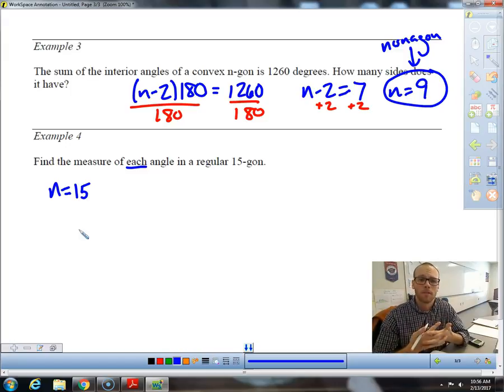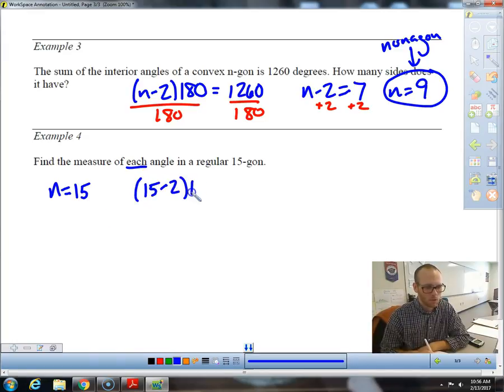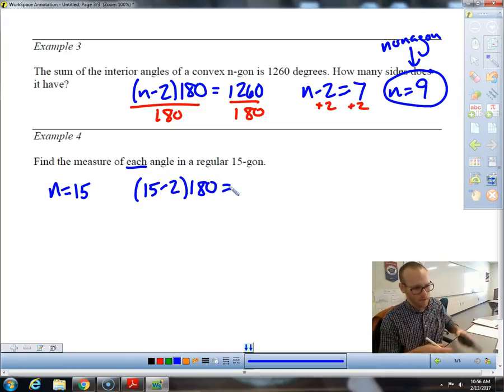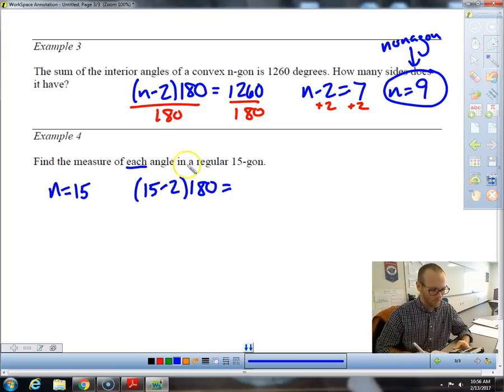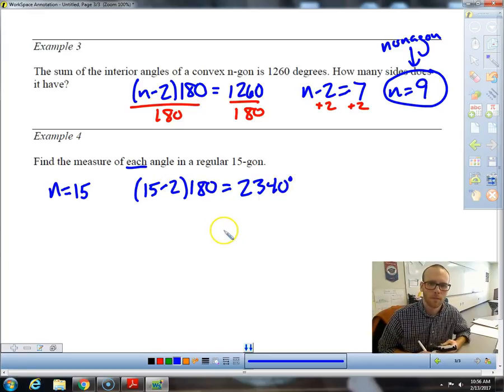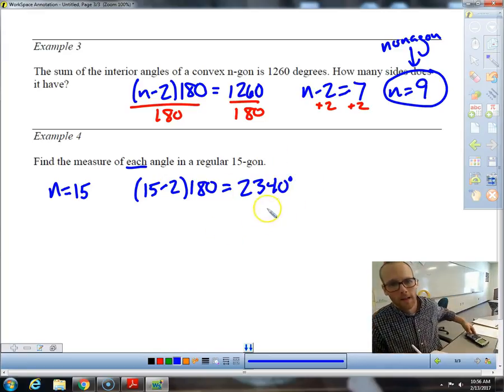Well, I do know how to figure out what the sum is, so let's start by doing that. Let's take 15 minus 2 times 180. Okay, that's 13 times 180. Okay, big number, 2,340 degrees. That's what they all add up to.